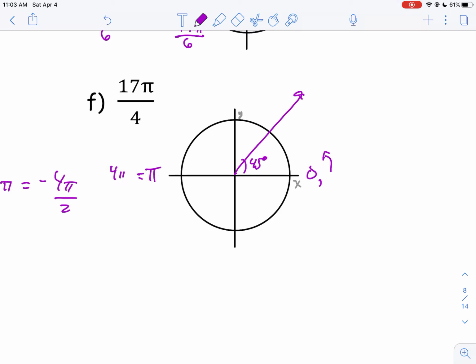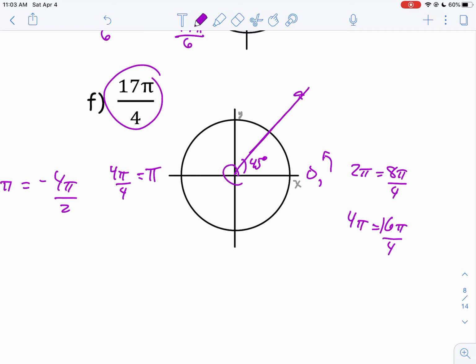So 0, this is pi, which is the same as 4 pi over 4. This is 2 pi, which is 8 pi over 4. I can see 16 pi over 4. Sorry, what I meant to say was 4 pi is the same as 16 pi over 4. So 17 pi over 4 ends up being here. So I go around once, that's 2 pi. Twice, that's 4 pi. And one more time to get to 17 pi over 4.